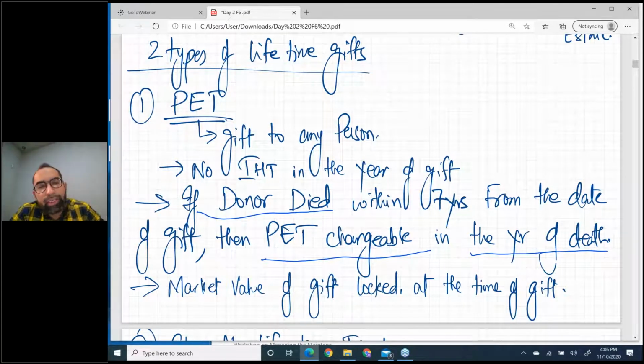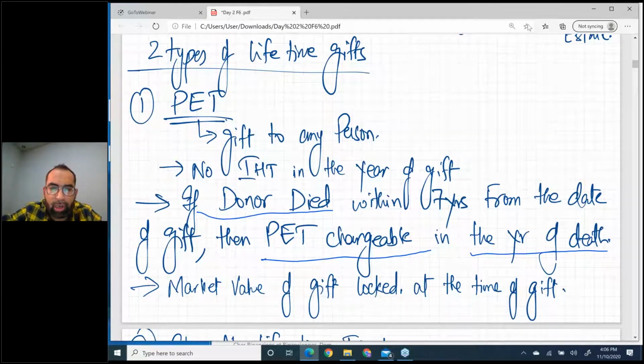So don't forget, how will you recognize PAT in the exam? One person giving a gift to another person is PAT. And in the year of gift of PAT, there is no IHT, no IHT implications, not even a calculation. But if the donor died within 7 years, then this PAT is chargeable in the year of death.